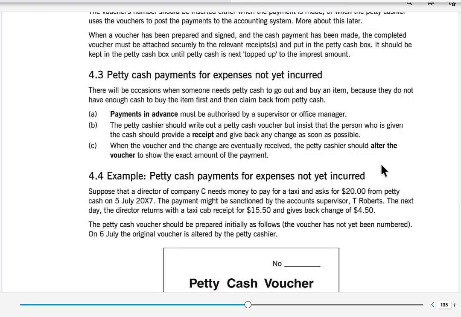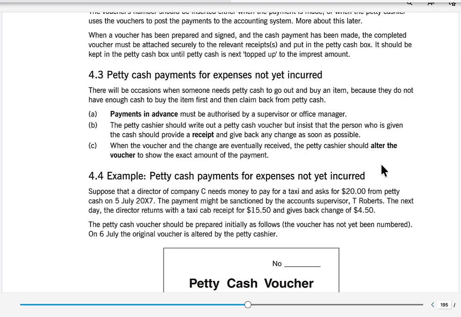The correct rules for paying petty cash in advance. Rule 1. The advance must be authorized first. The book is clear about this. Payments in advance must be authorized by a supervisor or an office manager. So the petty cash cashier should not decide alone. The cashier must get approval from someone in authority. This protects the cashier and protects the business.